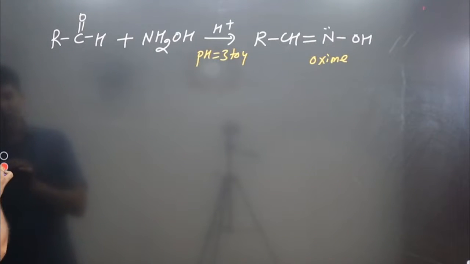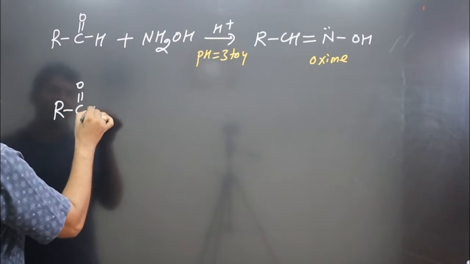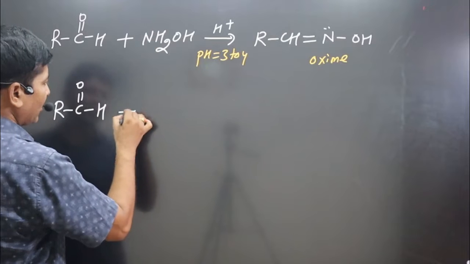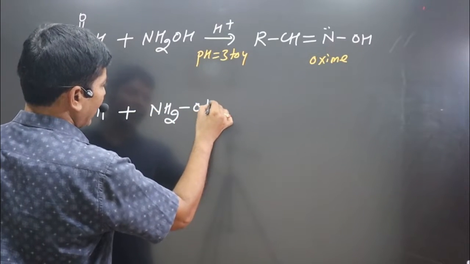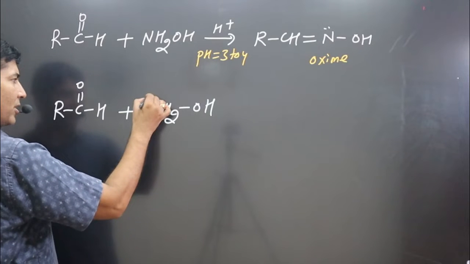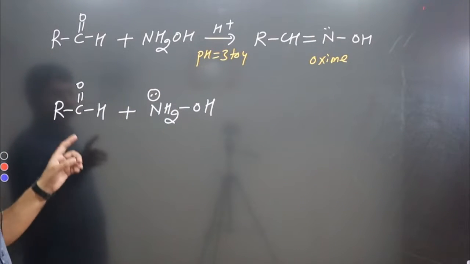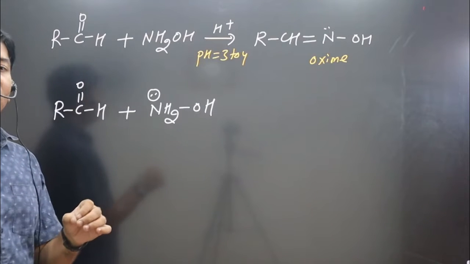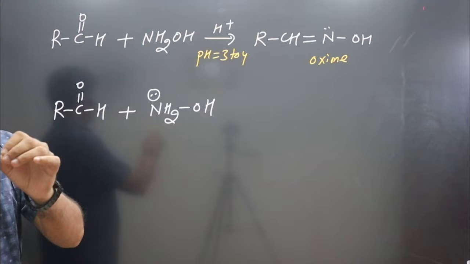Okay, so first we have aldehyde, RCHO, and it is reacting with hydroxylamine. We have learned hydroxylamine is basic in nature. Why? Because nitrogen is having lone pair, it can easily donate electron density. And we have also learned carbonyl compounds, especially aldehyde and ketones, they undergo nucleophilic addition reaction.